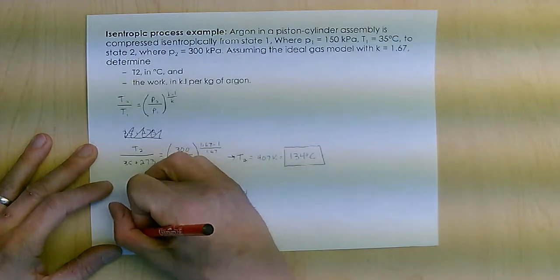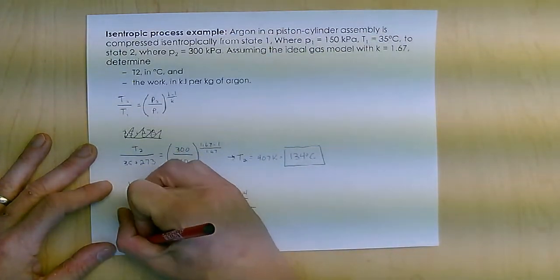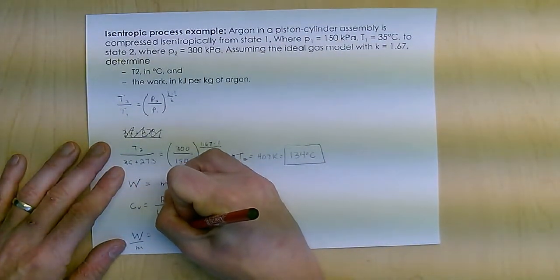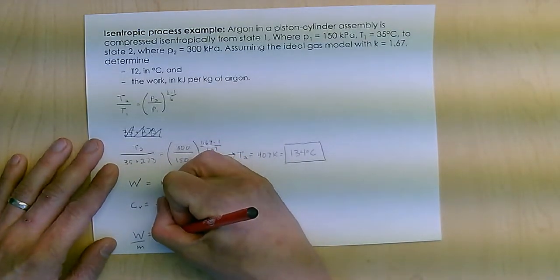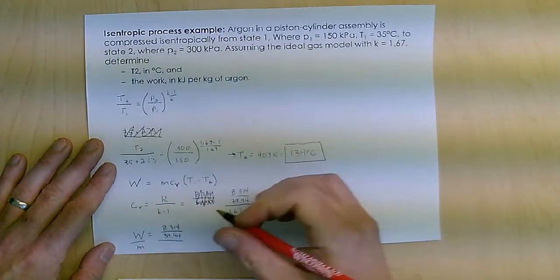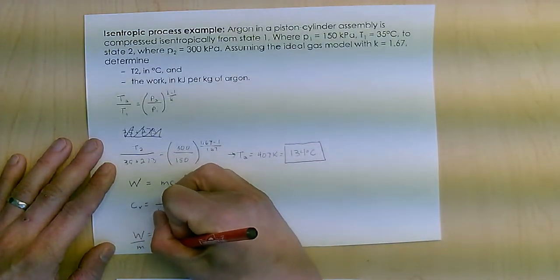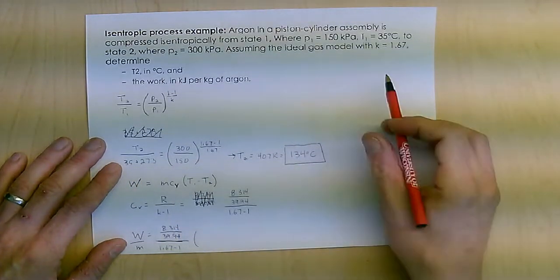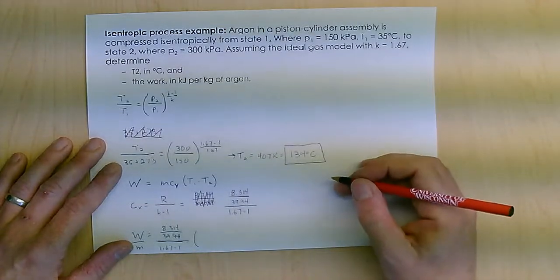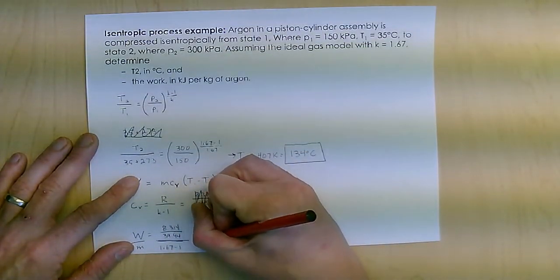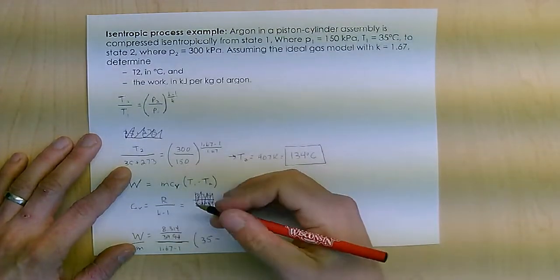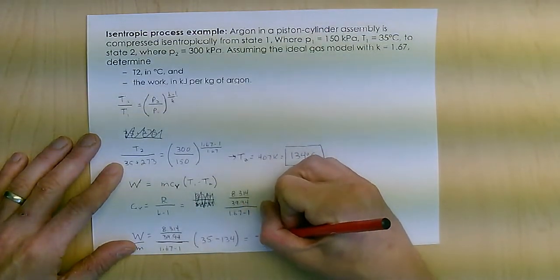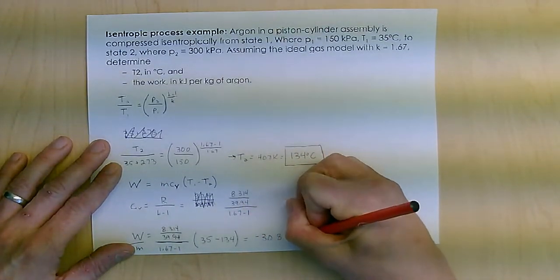So I can plug that in and find my work, where the work is work per mass, which is what I'm looking for. I'm going to write it again: 8.314 divided by 39.94, divided by 1.67 minus 1. Again, that's the Cv times (T1 minus T2), where T1 is 35, T2 is 134, and I actually get the work equal to negative 30.8 kilojoules per kilogram.